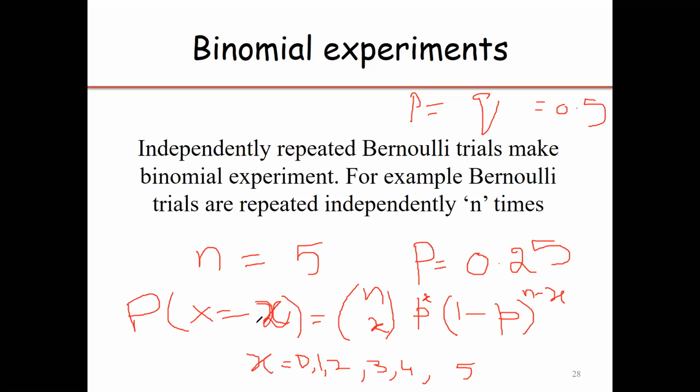If I plug 0 here, it is the probability of no success in 5 attempts. It means I toss 5 times, but head doesn't occur. If I am interested in the probability of x equal to 5, meaning if I toss 5 times, in all the 5 attempts I got success, so that is the probability of x equal to 5.